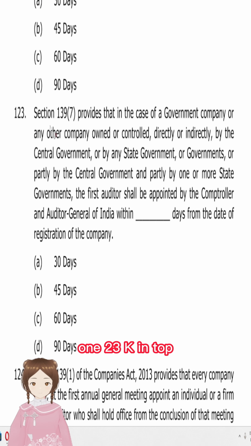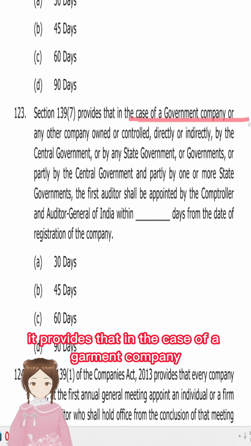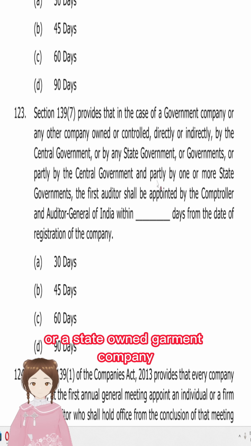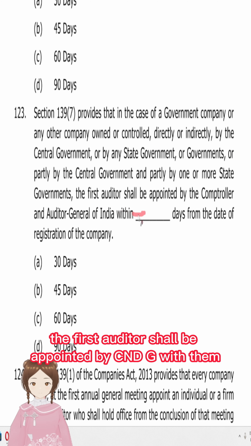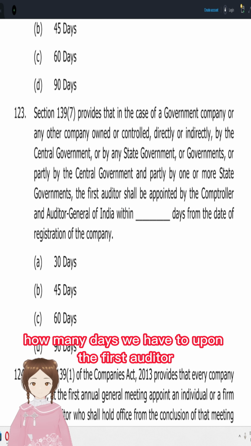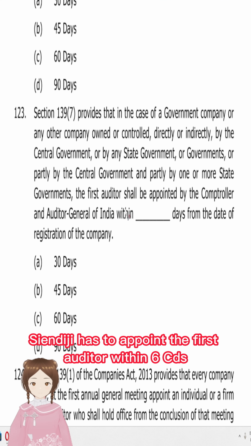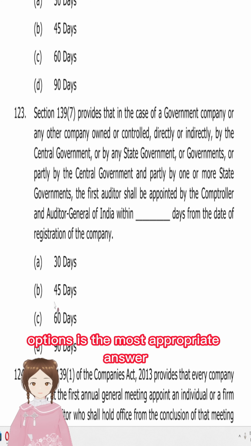As per section 139(7), it provides that in the case of a government company or a deemed government company or a state-owned government company, the first auditor shall be appointed by CAG within how many days? We have to appoint the first auditor. CAG has to appoint the first auditor within 60 days. So option C is the most appropriate answer.